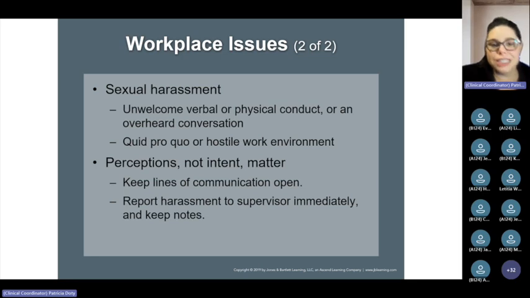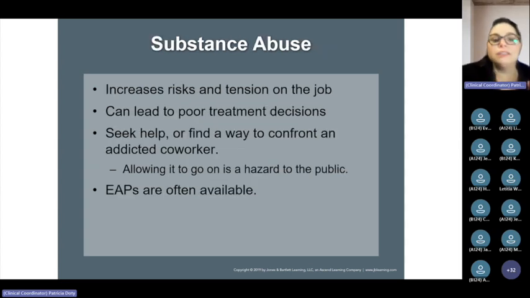Perceptions, not intent, matter. Keep the lines of communication open, report harassment to supervisors immediately, and keep notes. And substance abuse. We have an increased risk and tension on the job naturally, and it can lead to poor treatment decisions. And guys, if you find a coworker that you think is addicted to a substance and you think they're stealing or whatever the case may be, go ahead and let's get that out.